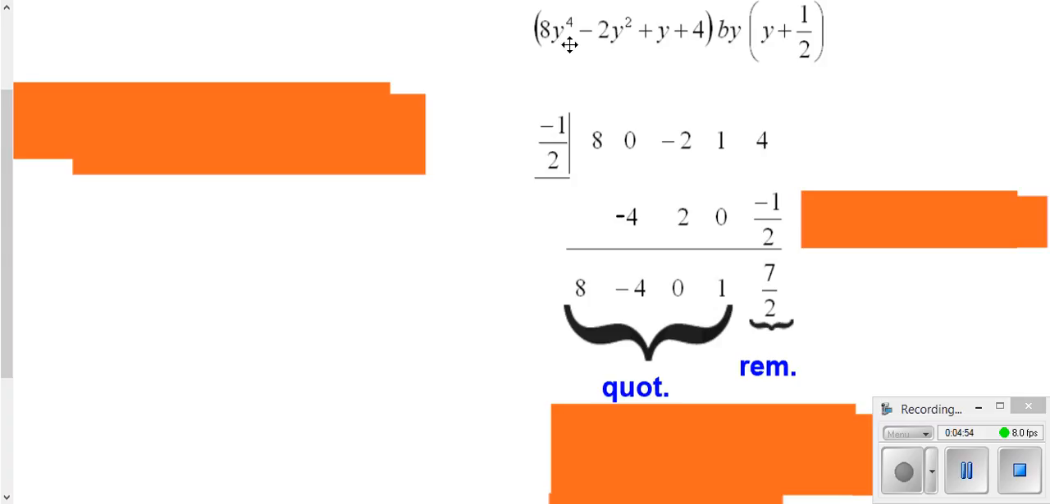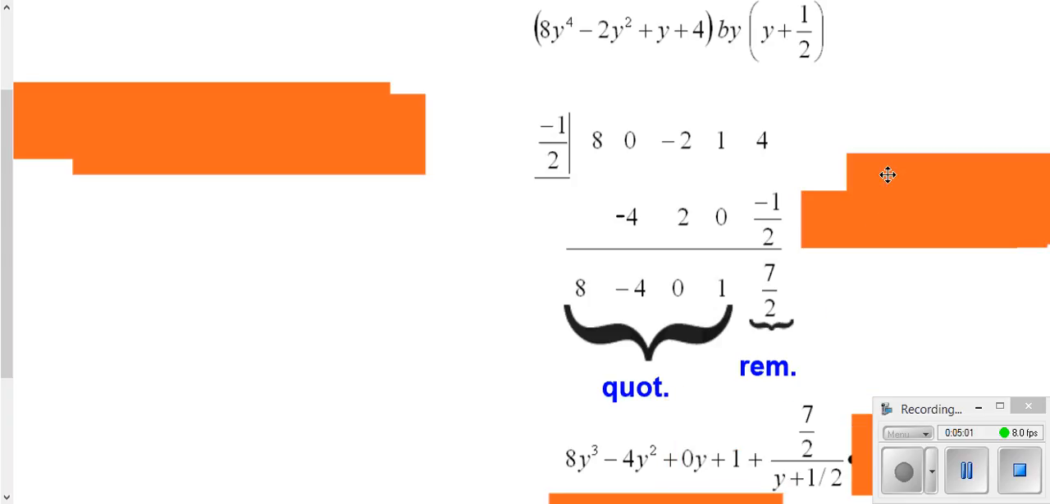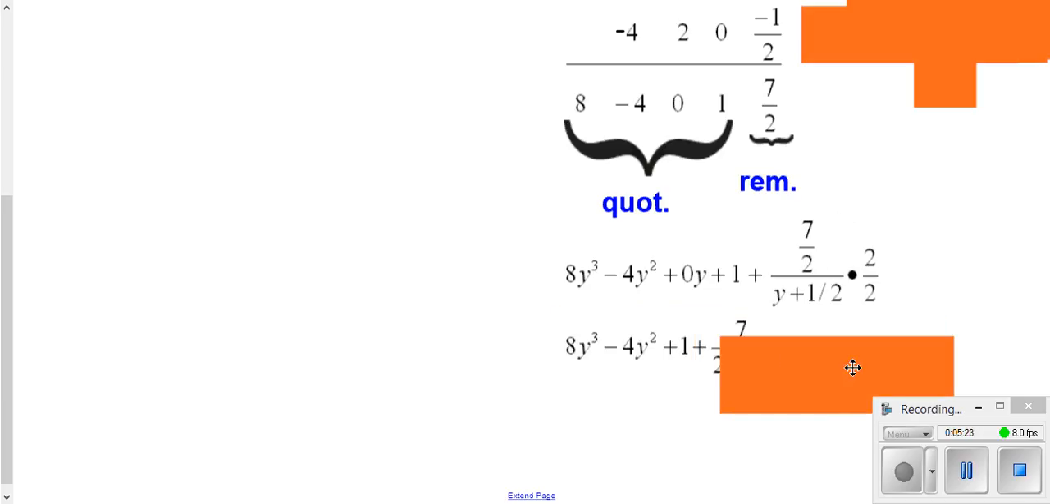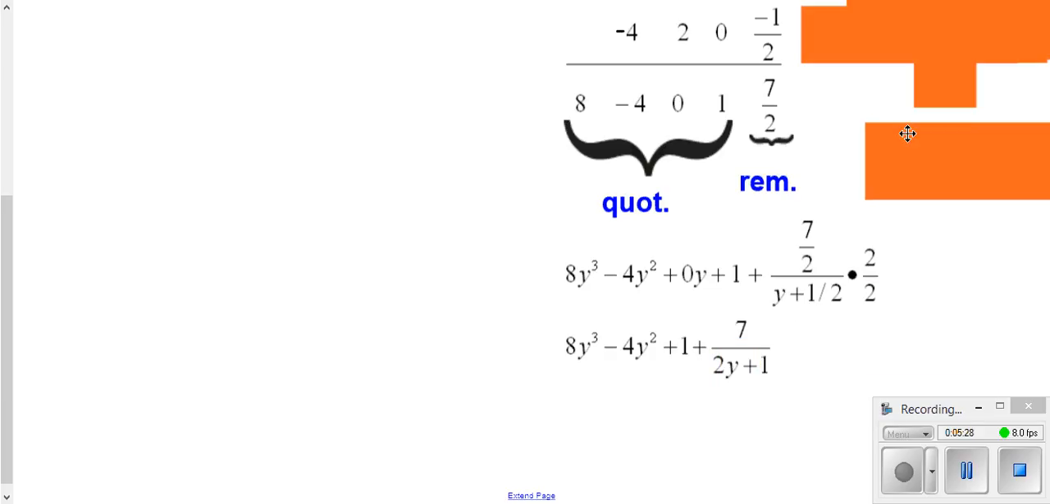We had a y to the fourth over a y to the first, which is a y cubed, so we get an 8y cubed minus a y, 4y squared, and so on. And then we end up with a fraction over a fraction multiplied by a special form of 1. To find the special form of 1, you look at what it is you're dividing by in your fraction, which is 2, so we're going to multiply by 2 over 2. 7 divided by 2 times 2 is 7. 2 times the y, 2 times the half, and we're done.